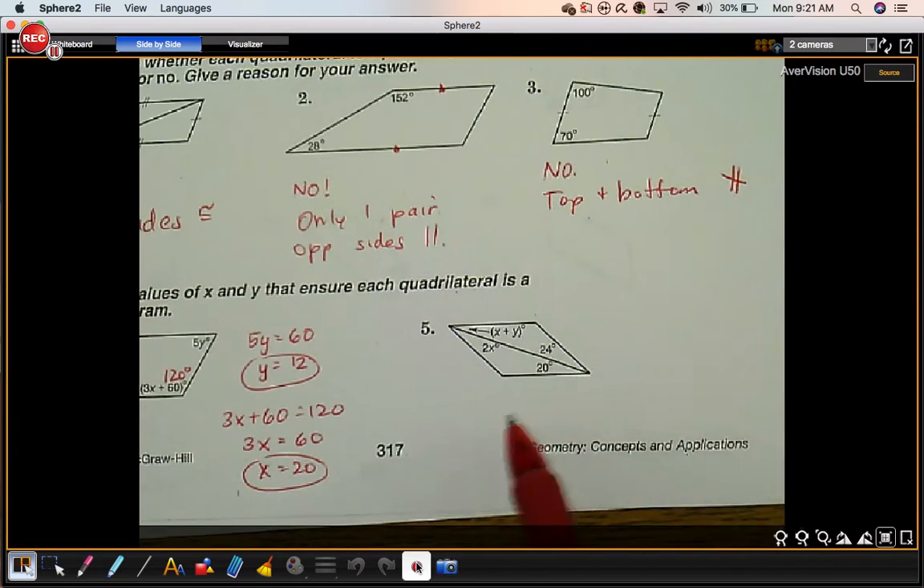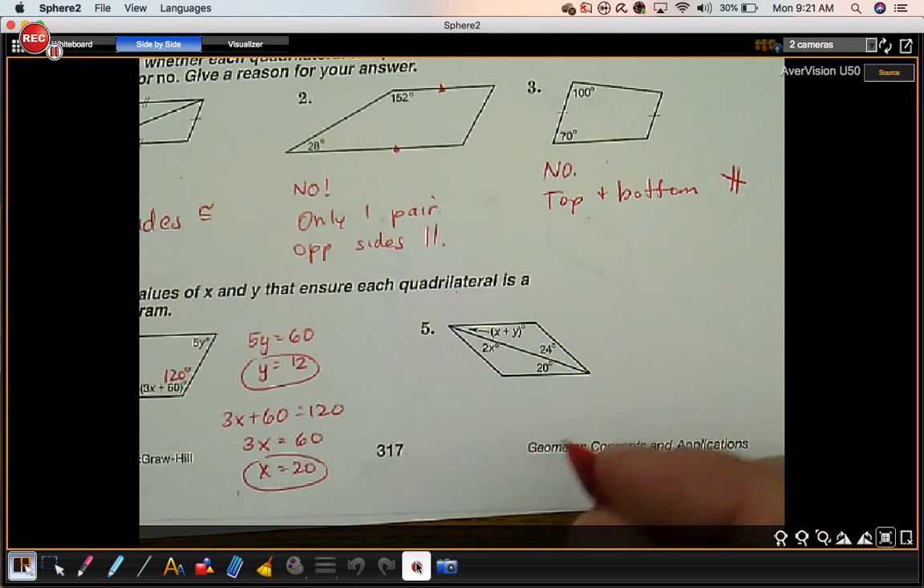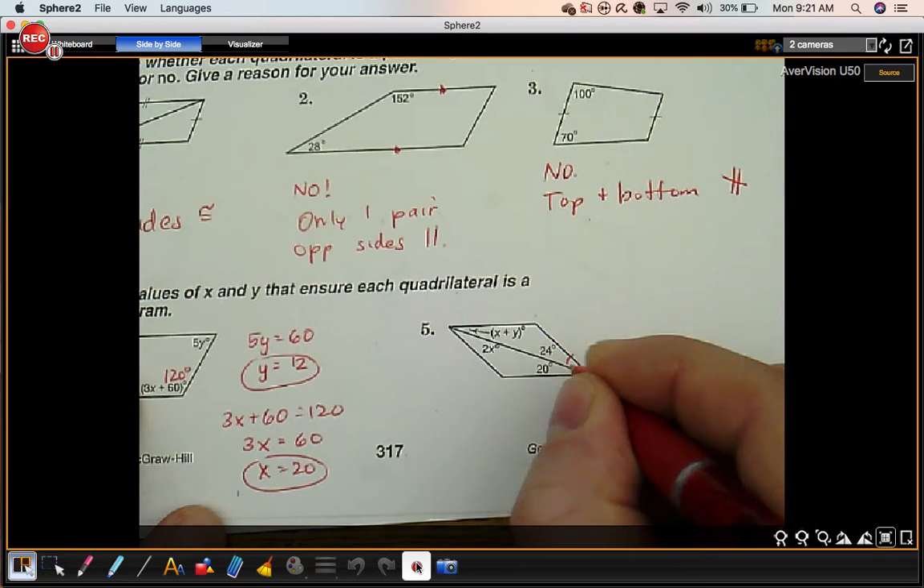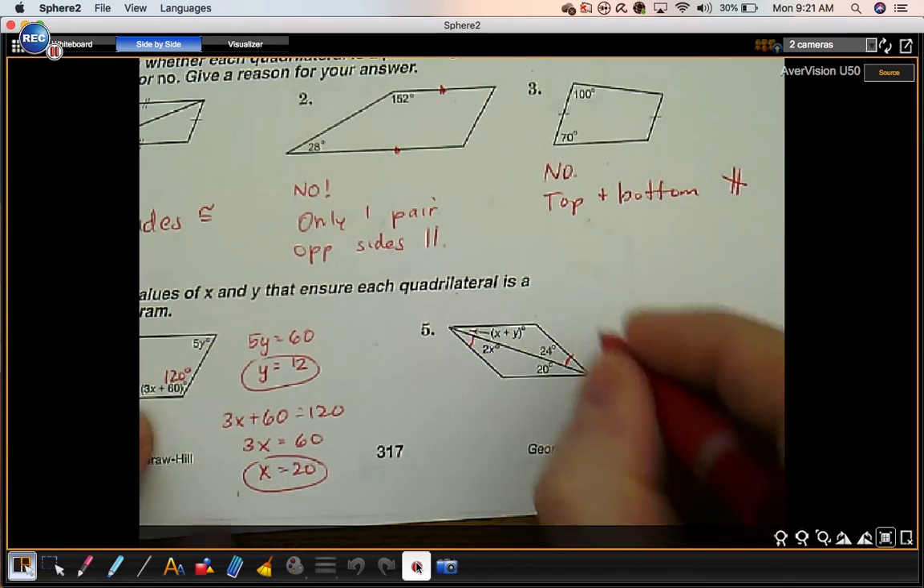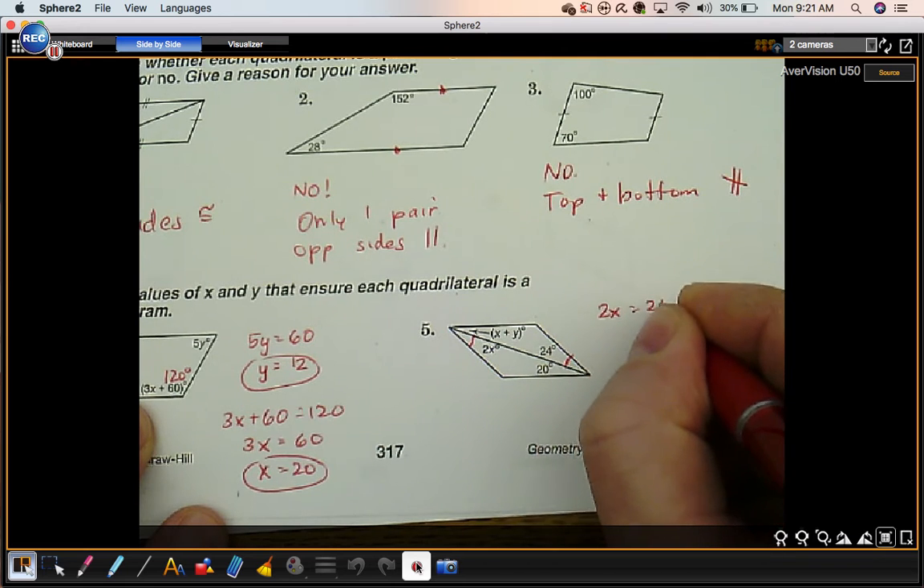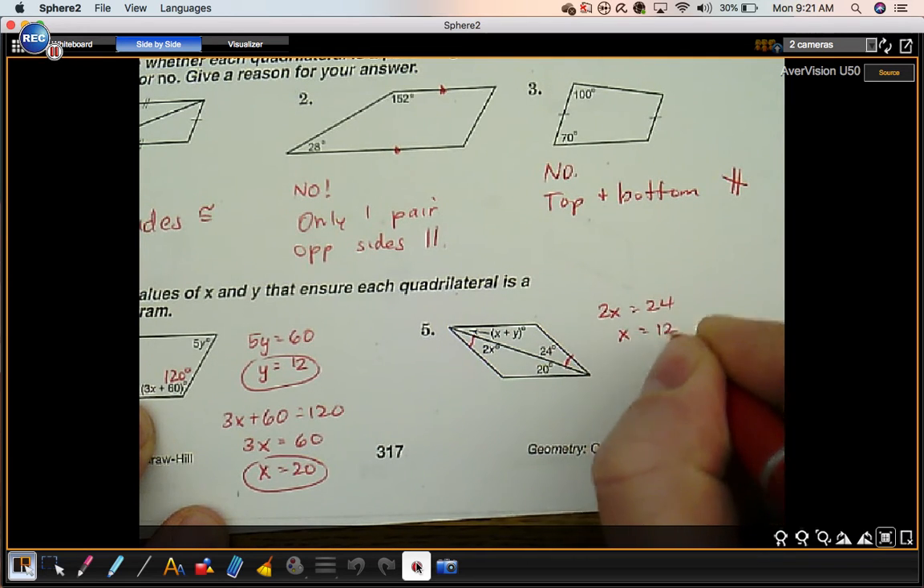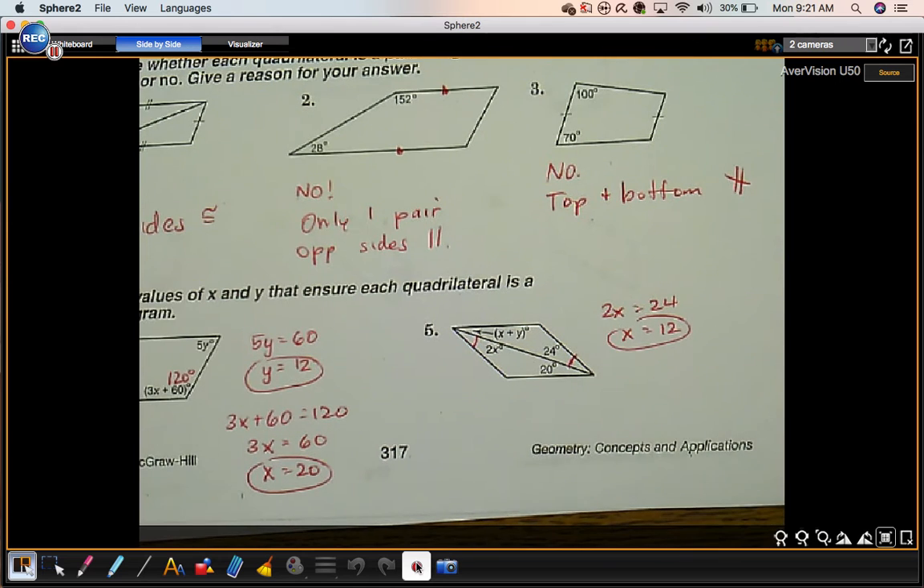Number 5, same deal. We want this to be a parallelogram, so what has to happen is we have to have congruent alternate interior angles. So if this angle is 24 right there, its alternate interior needs to be 24. So 2x needs to be 24. So 1x is 12.